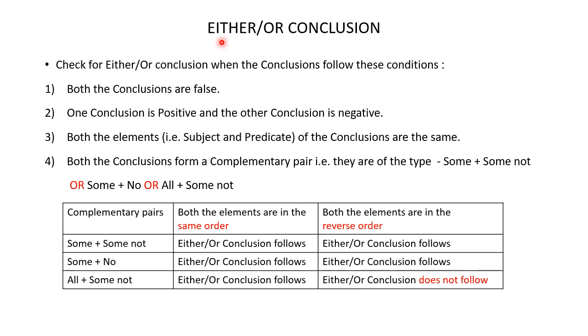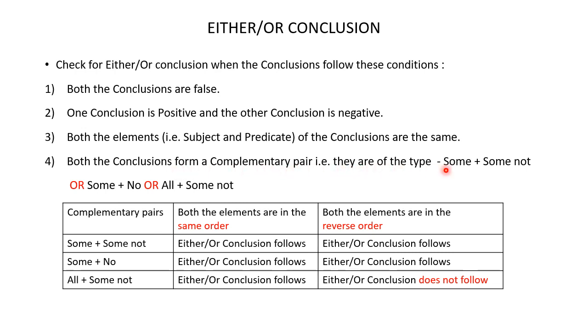Let's now learn how to identify an either or conclusion. You have to check for either or conclusion when the conclusions follow these conditions. Both the conclusions should be false. One conclusion should be positive and the other conclusion should be negative. Both the elements of the conclusion, that is, the subject and the predicate of the conclusion, should be the same. Both the conclusions should form a complementary pair.